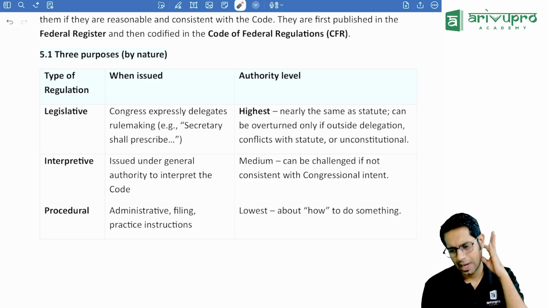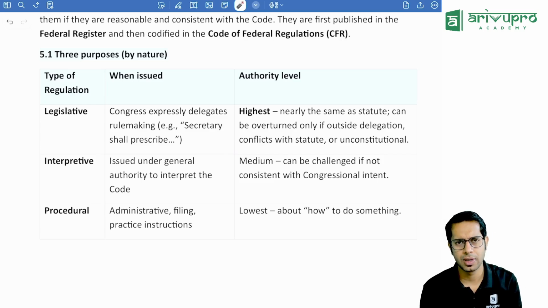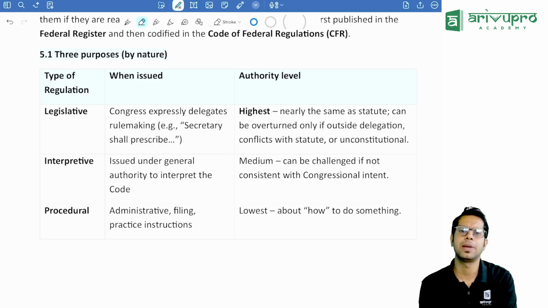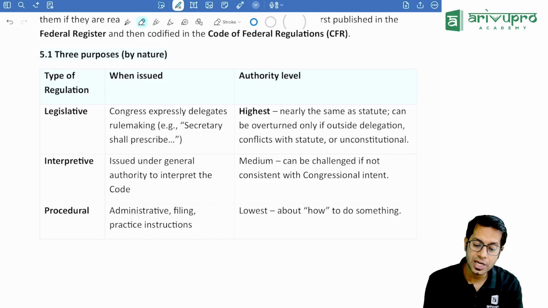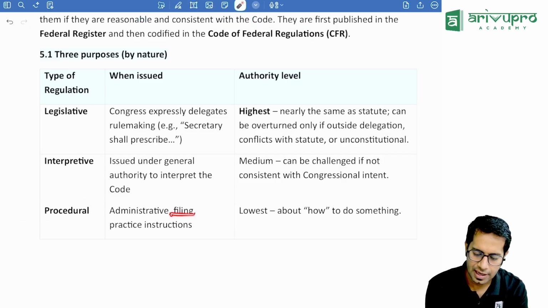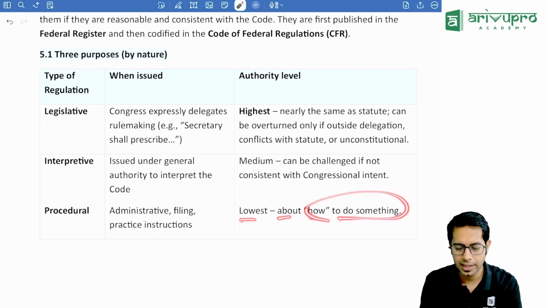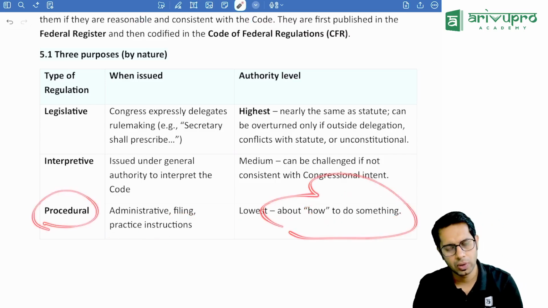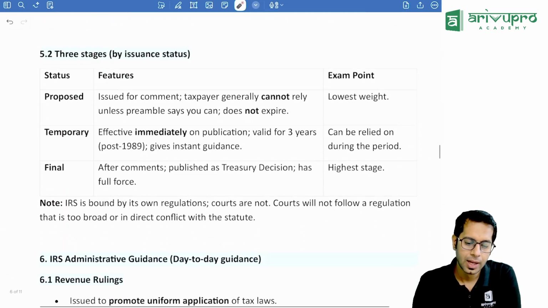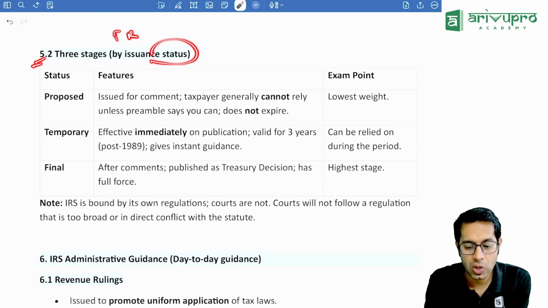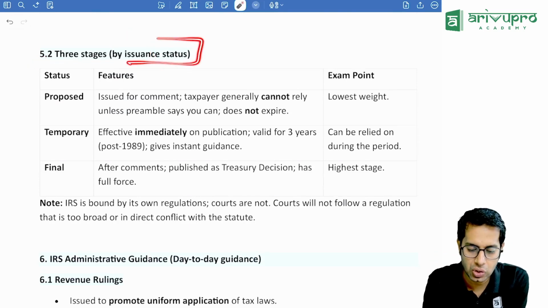If not, they'll send you a notice again, or they'll send you an intimation again telling what are the discrepancies found. So all the administrative related work is covered under procedural. Filing and practice instructions. It has the lowest authority, about how to do something. Now there are three stages of treasury regulations based on the issuance status.